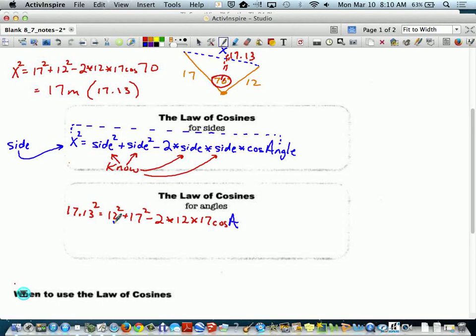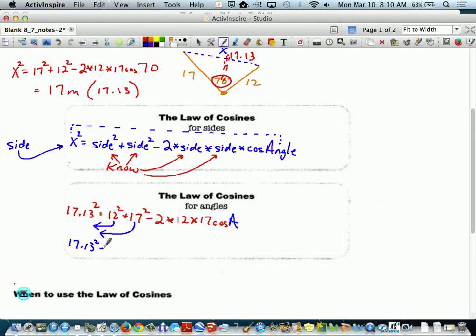I would have to start by taking the 12 squared and the 17 squared and bring them over, right? So how do you get them to come to this side? All I want to do is move the terms from one side to the other. What do you have to do? Subtract them.